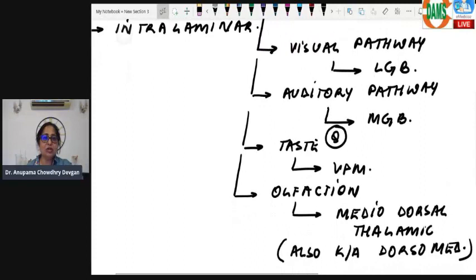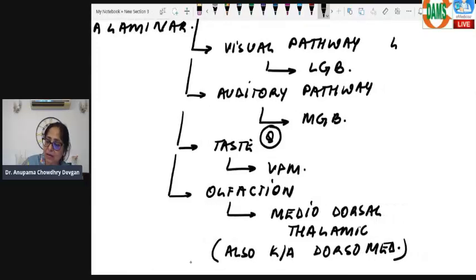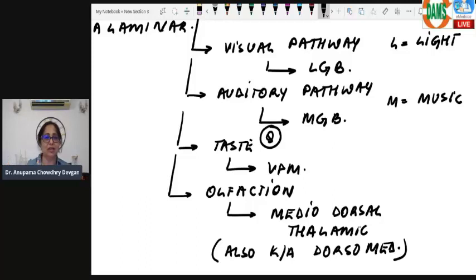For somatic sensations, both in the posterior column as well as in the spinothalamic tract, this is ventroposterolateral. For visual pathway, LGB. For auditory pathway, MGB, easy way to remember. L for light, so visual pathway, lateral geniculate body. M for music, so for auditory pathway, medial geniculate body. For taste, ventroposteromedial. For olfaction, mediodorsal thalamic, which is also known as dorsomedial.